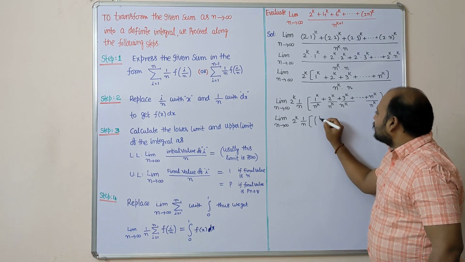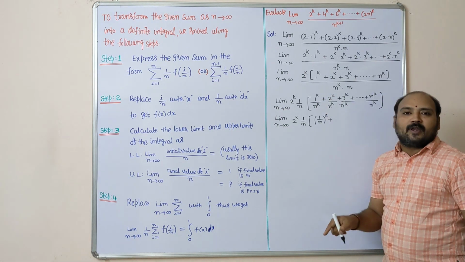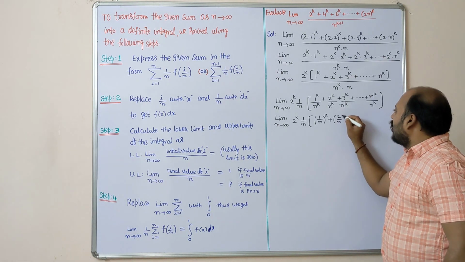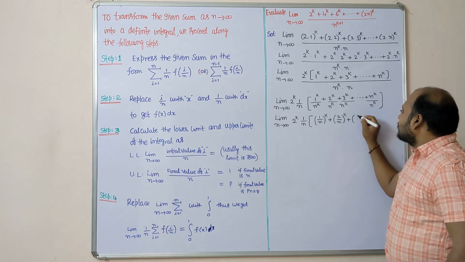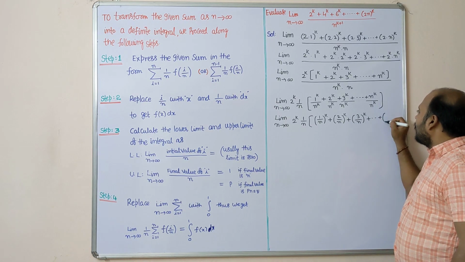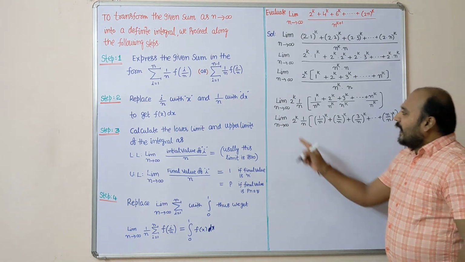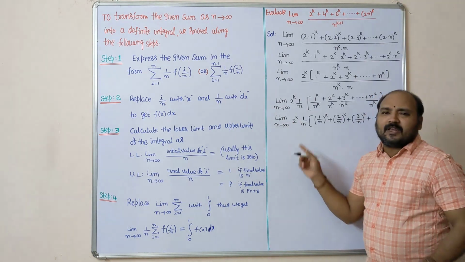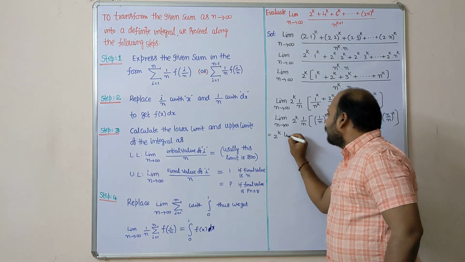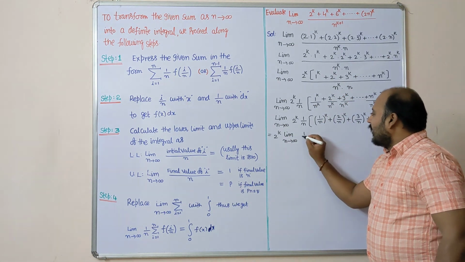In the next step, limit n tends to infinity, 2^k into 1 by n. This can be written as (1 by n) whole power k. a^m by b^m is (a by b) whole power m. So (2 by n)^k plus (3 by n)^k plus and so on (n by n)^k. As n tends to infinity, 2^k is constant, we can take outside. 2^k, limit n tends to infinity, 1 by n.